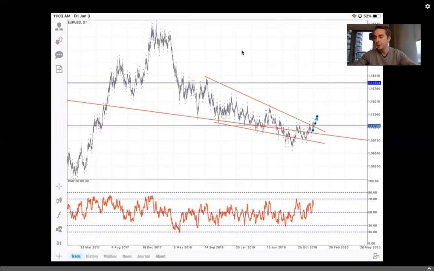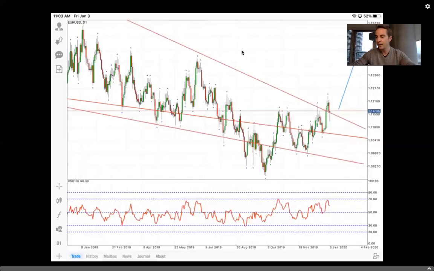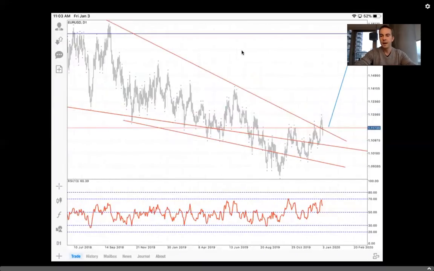And for 2020, this is my target, right? 1.17. We haven't started the movement up to the upside, but now's the time to start establishing positions. One of my things for 2020 is to establish more long-term holds, long-term core positions. That's what I'm trying to do with Euro USD.